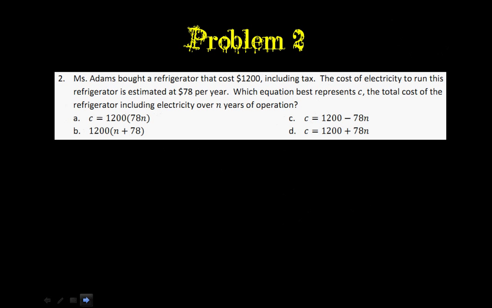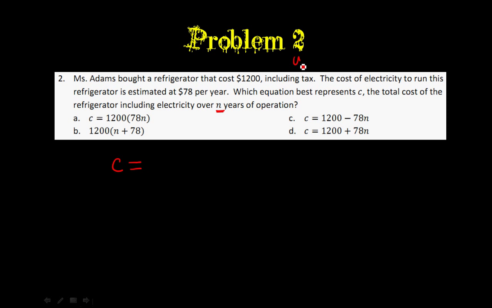Okay. Number 2, Miss Adams bought a refrigerator that cost $1,200 including tax. The cost of electricity to run this refrigerator is estimated at $78 per year. Which equation best represents C, the total cost of the refrigerator including electricity over n years of operation? So we want to know how much it costs after having it for n years.